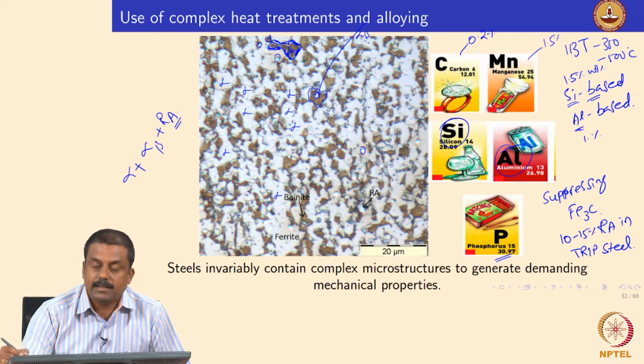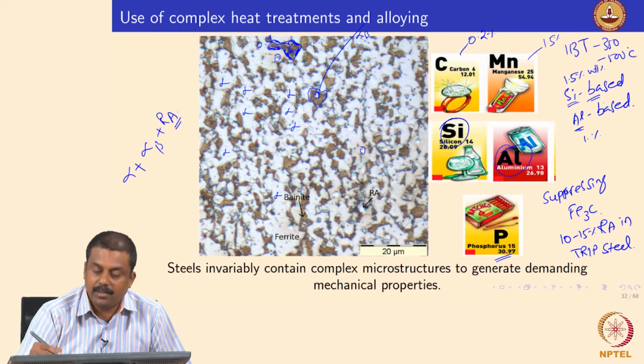As I already explained, there are some inherent problems with both silicon and aluminum based TRIP steel, because when you have a high amount of silicon in a steel, the galvanizability is severely affected because of the oxide formation, which significantly affects the adherence of the zinc coating that you give during galvanizing.